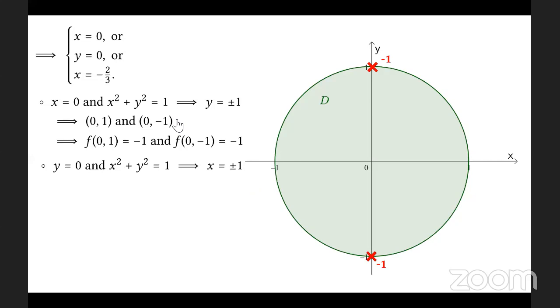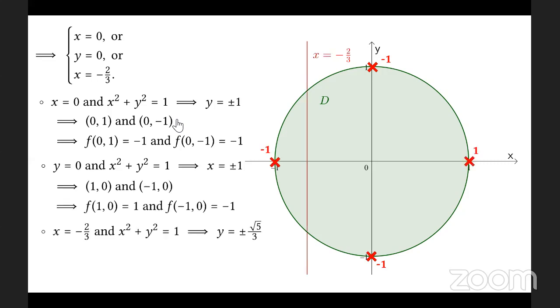Now, y equals 0, that's this horizontal line. I intersect that with the boundary, and you can see where it's going to be. It's at plus or minus 1. But you can also plug it into the function, and you get x equals plus or minus 1. And you find the value of the function at those points.